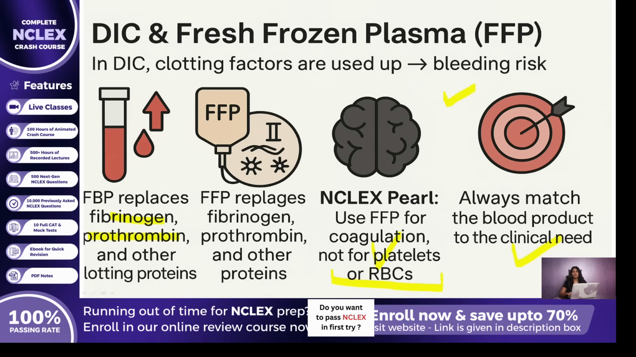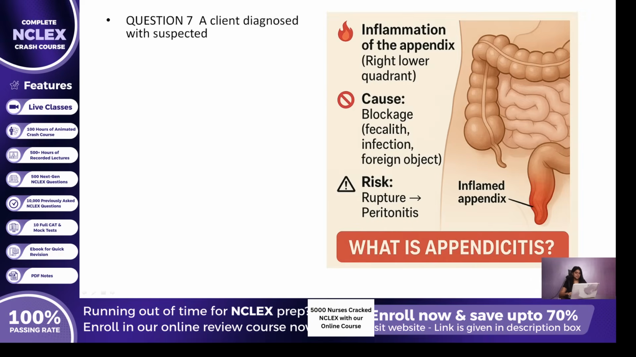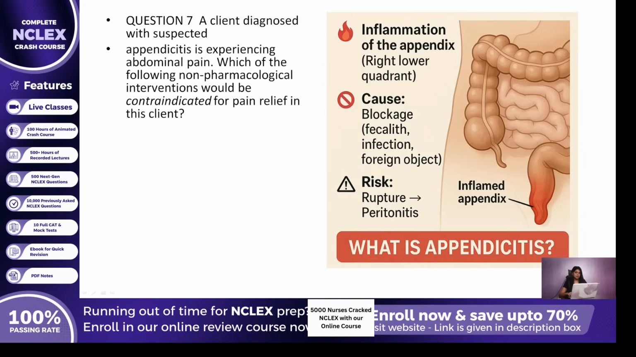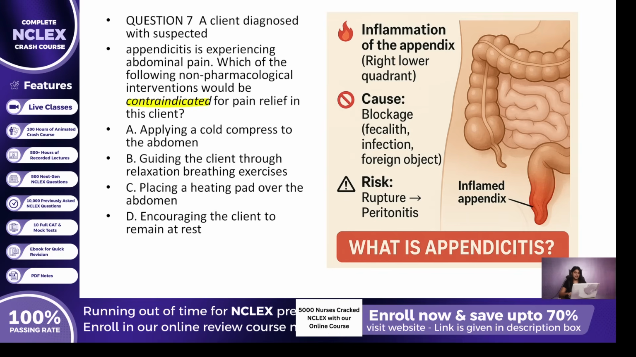Let us take a closer look at question 7, which highlights safe nursing practices in acute abdominal pain. A client with suspected appendicitis is experiencing discomfort. Which non-pharmacological intervention would be contraindicated for pain relief in this case? Here are the options. A. Applying a cold compress to the abdomen. B. Guiding the client through relaxation breathing exercises. C. Placing a heating pad over the abdomen. D. Encouraging the client to remain at rest.